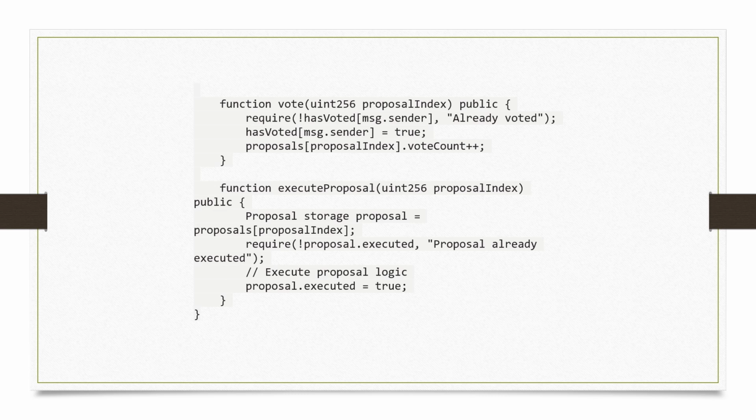And after voting concludes, the execute proposal function executes the proposal if it meets the necessary voting threshold. This structure ensures that the proposals are properly reviewed and implemented if they gain enough support, demonstrating how governance features can be effectively integrated into a blockchain project.